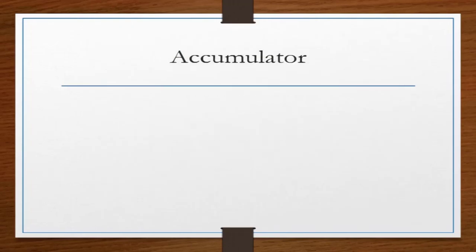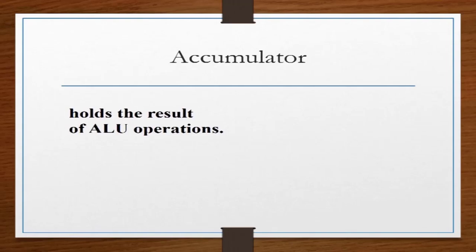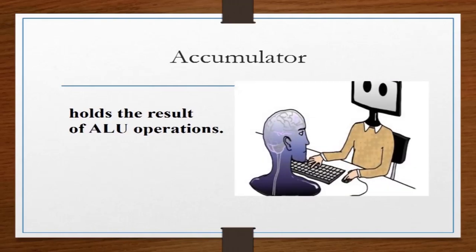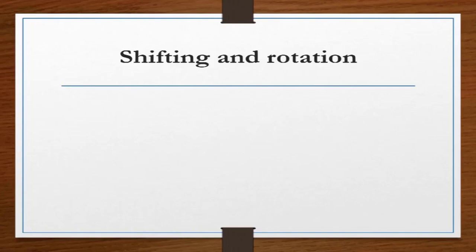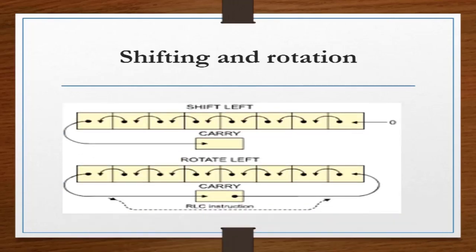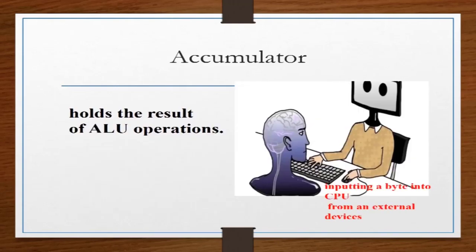So this is the accumulator. It's a 16-bit register and it holds the result of the ALU operations. These microprocessors have instructions for shifting and rotating the accumulator 1 bit to the right or to the left using the carry flag. The accumulator is typically used for inputting a byte into the CPU from an external device or outputting a byte to an external device from the accumulator.